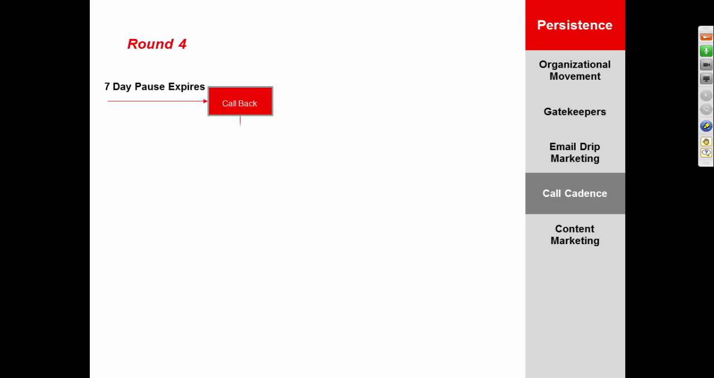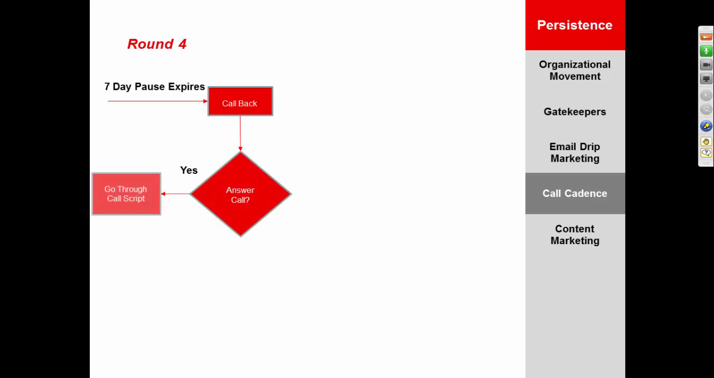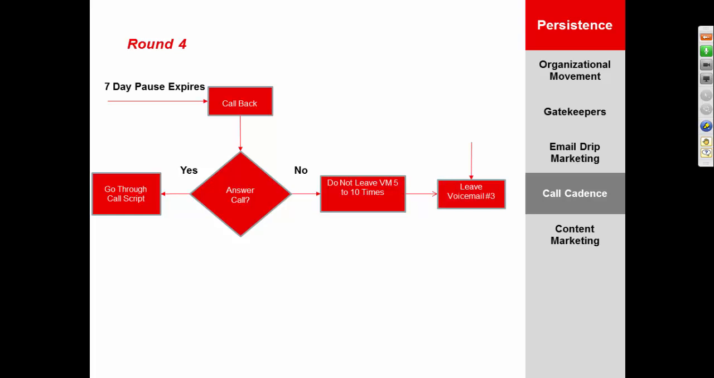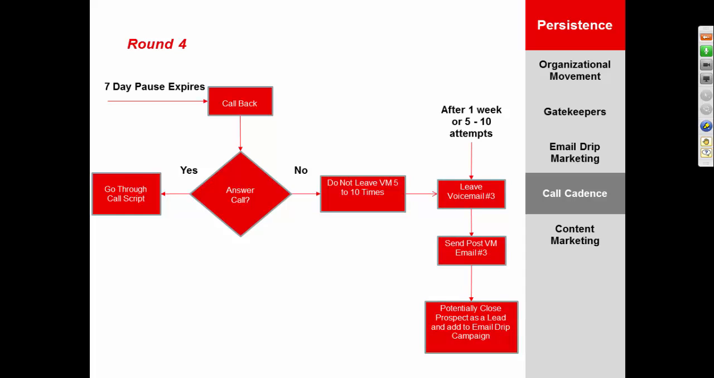We call back again. Okay, did they answer? Yes. Okay, we go through our script. No. Now we're going to again do the 5 to 10 attempts, leaving voicemail or not leaving voicemail. So this is similar to what we did in round 3. Once we reach that after 1 week, 5 to 10 attempts, we leave voicemail number 3, and send the post voicemail number 3 email.